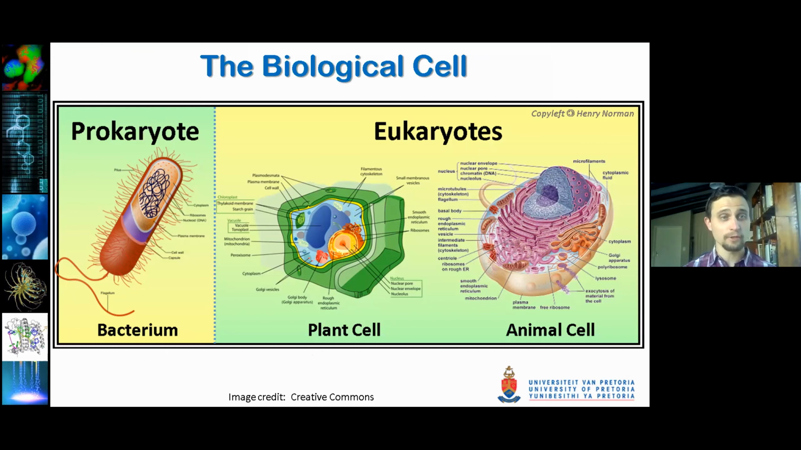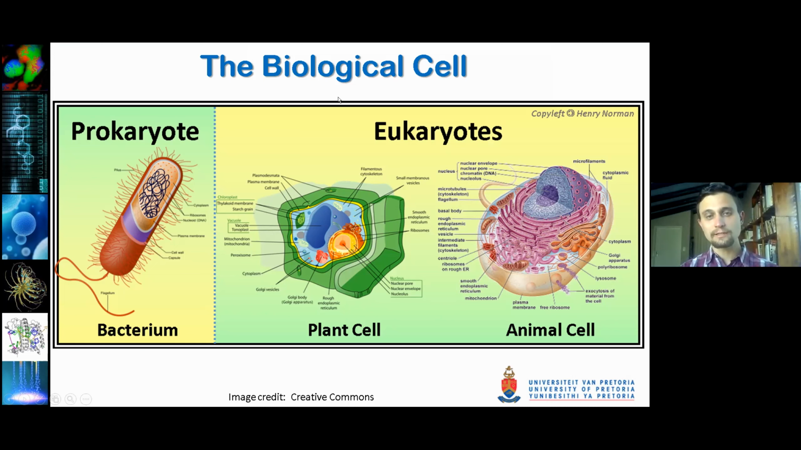I will not say very much, actually much less than what you have probably learned at school or what you already know. So there are two main types of biological cells. One so-called kingdom is called the prokaryotic cells, in which you have the bacteria and the archaea, and then you have the eukaryotic cells, and they are differentiated between the plant cells and the animal cells.